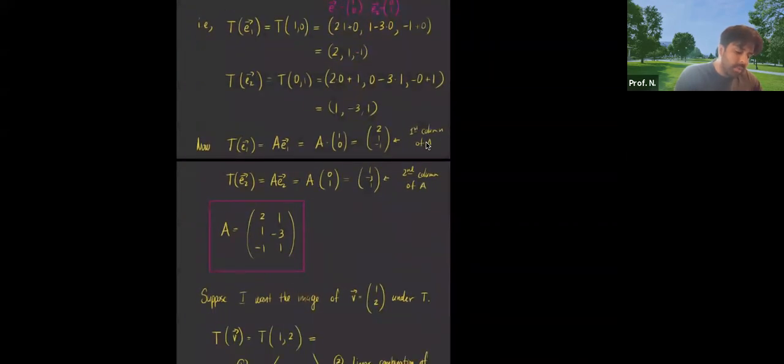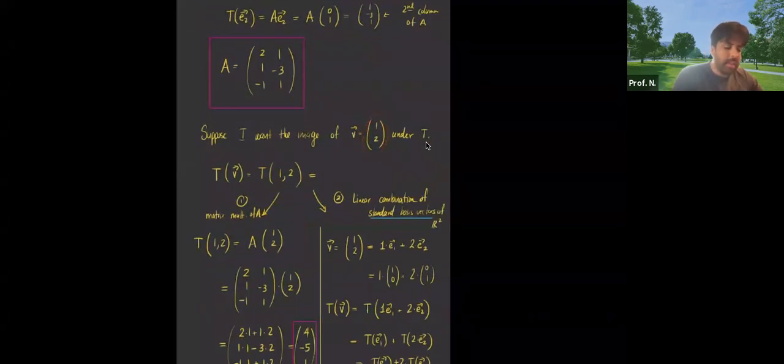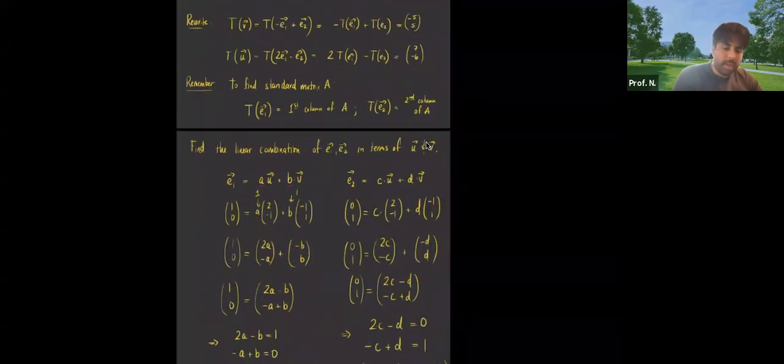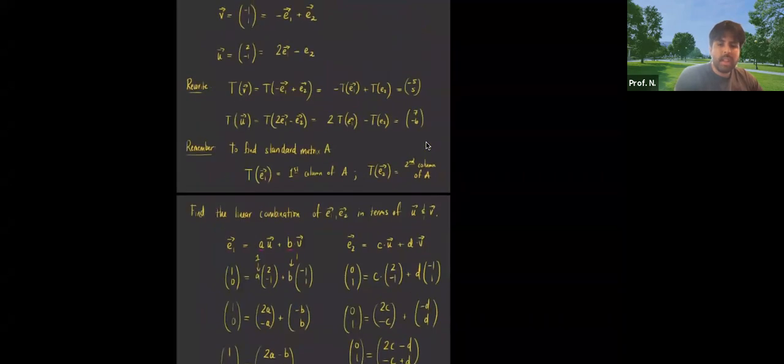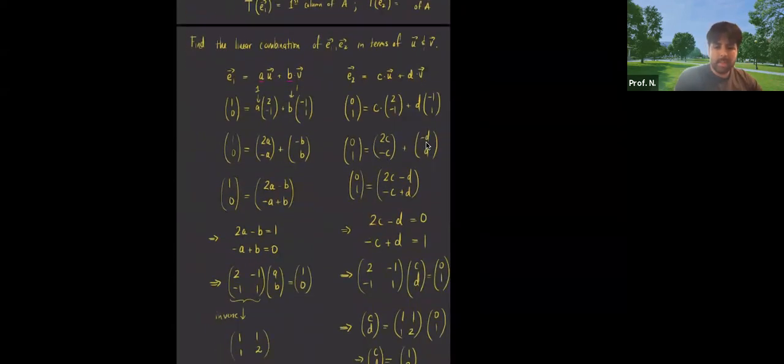This is easy. Once we have E1 and E2, it's easy. Finding the image of another vector, once I'm given E1 and E2, becomes straightforward. It becomes quick. But when it's the other way around, when we're given the image of some vectors that are not standard bases, and we want to find a standard matrix, that takes a little bit more time.